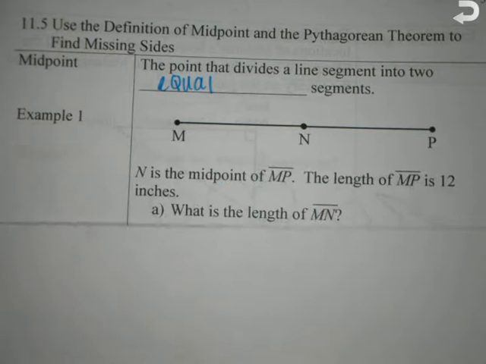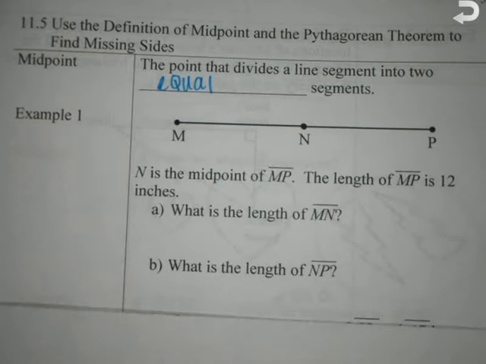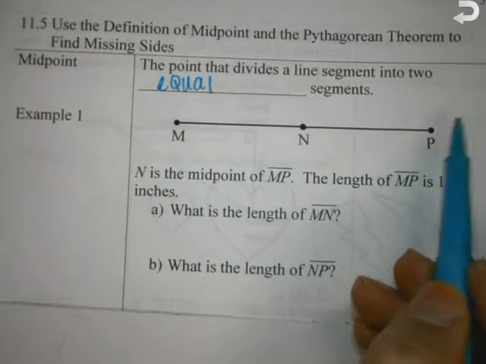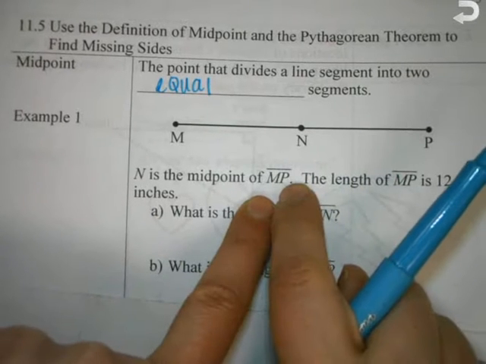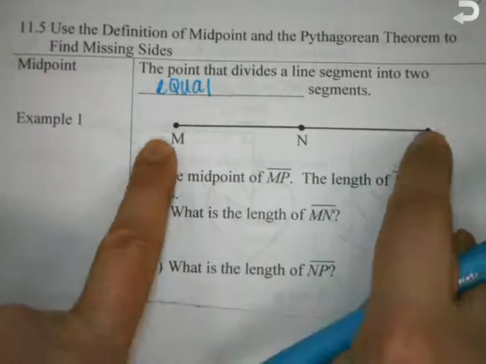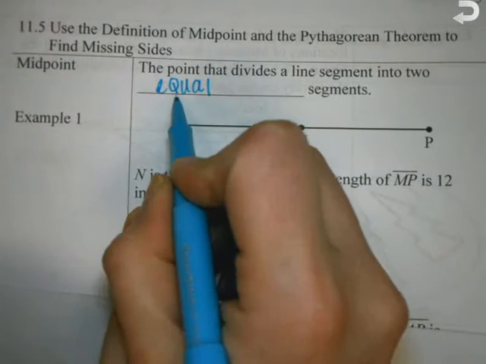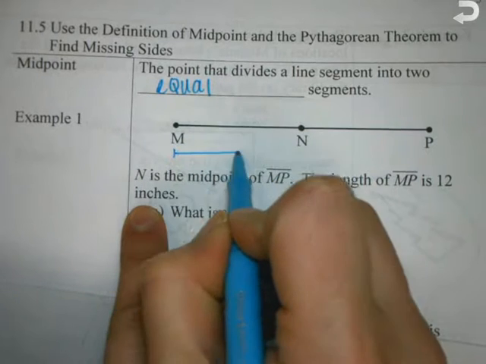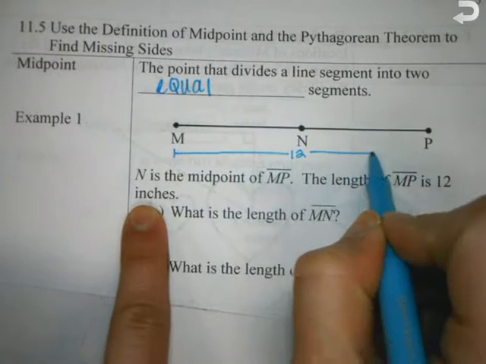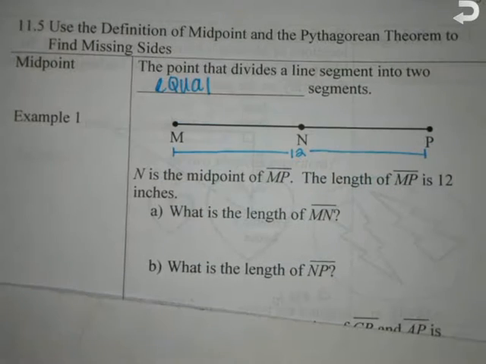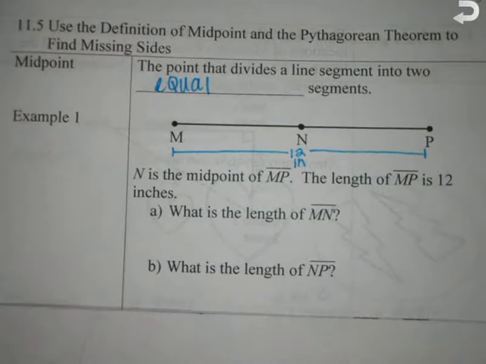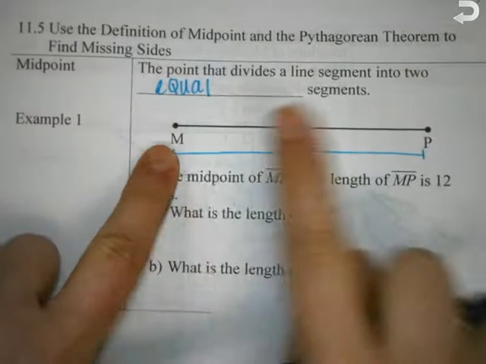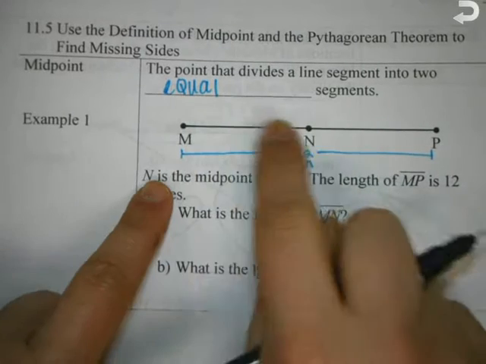So, for example, we have this segment right here, MP. That's the length of the whole thing, MP. N is the midpoint of segment MP. The length of MP is 12. So what I want to do right now is I'm going to label the whole thing 12. MP, the whole thing, measures 12 inches. Oh, inches. So let's write inches. Okay. If N is the midpoint of MP, and MP is 12 inches, what is the length of MN?